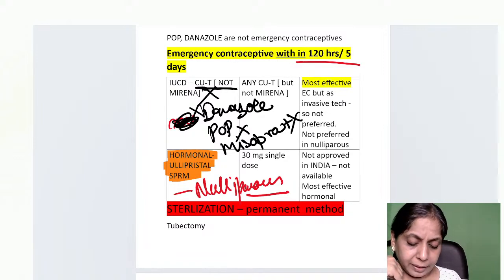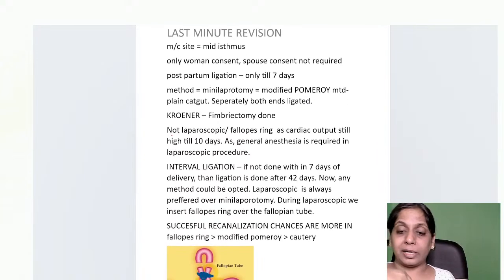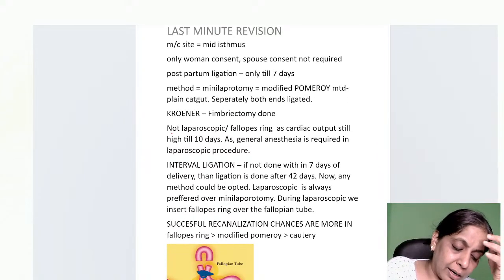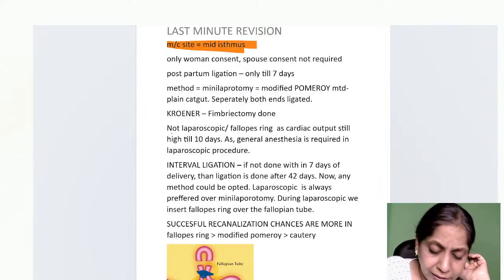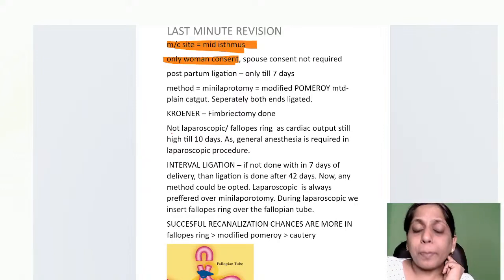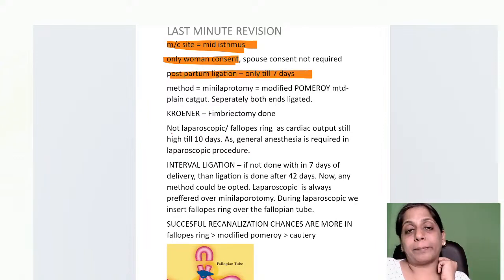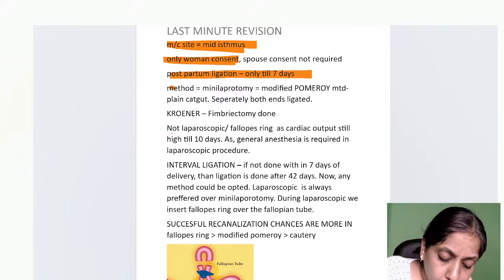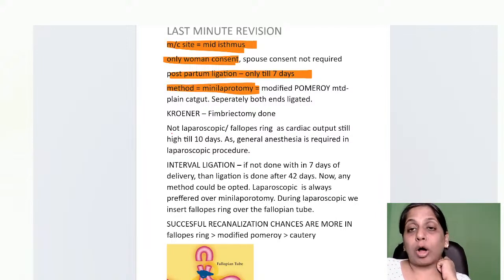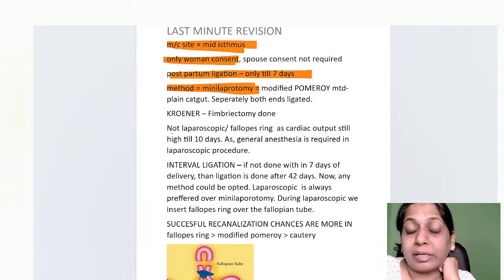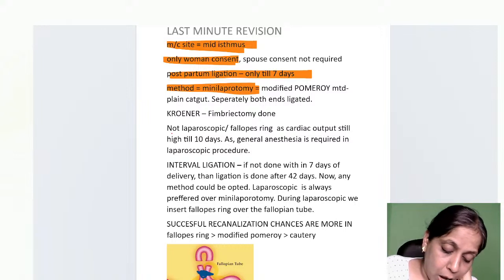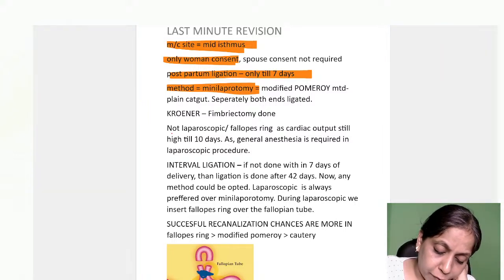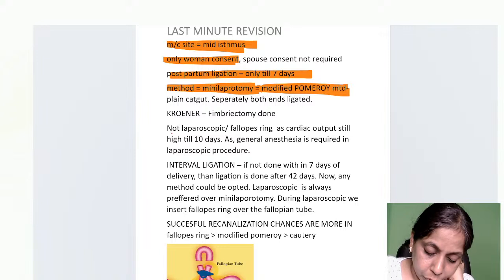Okay. The permanent method of sterilization is the tubectomy. In the tubectomy, we are ligating the isthmus. Only the woman's consent is required. Postpartum, we can ligate it up till 7 days. And we have to do it by mini laparotomy because the cardiac output is still high, and when the cardiac output is high, we cannot give the general anesthesia required for laparoscopy procedures. Okay, modified Pomeroy is the method, right?